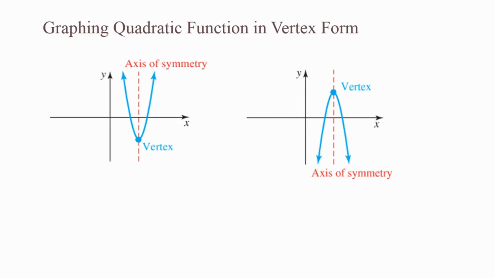Graphing quadratic function in vertex form. When you graph a parabola, it goes down to the vertex, then turns and goes back up. This allows symmetric points on either side of the axis of symmetry. If you have a parabola that's turned downward, it goes up, then turns at the vertex and goes down. And you have symmetric points on either side of the axis of symmetry.